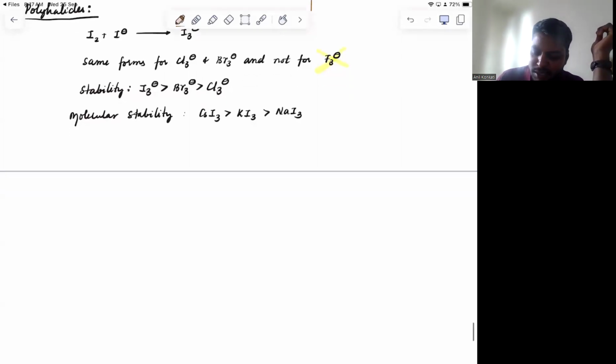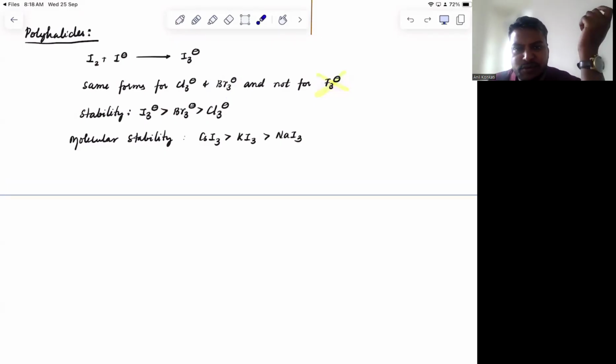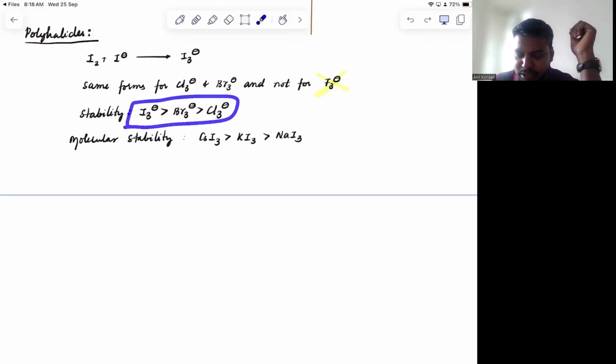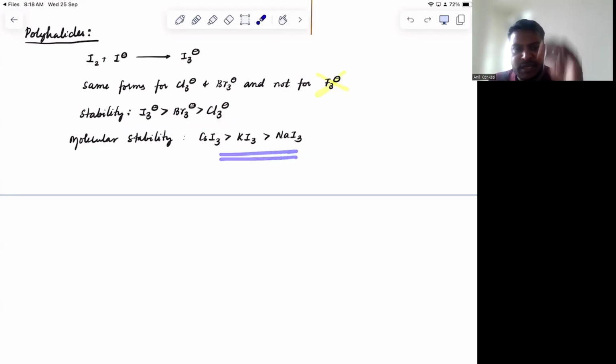Okay. Now, if you notice, some forms like Cl3 minus and Br3 minus are found, but F3 minus is never found because it does not have any vacant d orbital. Solubility wise, I3 minus is more soluble, and in stability also, if you notice, ClF plus and I3 minus will be strongly ionic, so that will be more stable compared to KI3 and NaI3 and so on.